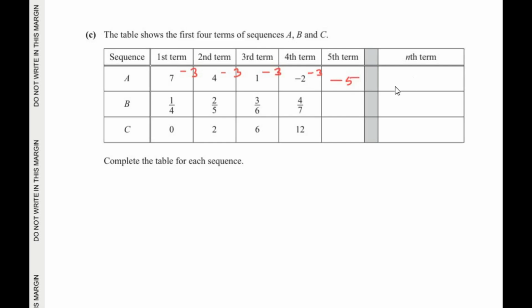Now to find the nth term of the sequence, I am going to use a formula. For sequence A, an, that is the nth term, is equal to a1, that is the first term of the sequence, plus n minus 1 times d. D represents the common difference. Now this formula is used to find the nth term of an arithmetic progression. We get an arithmetic progression wherever we have a common difference.